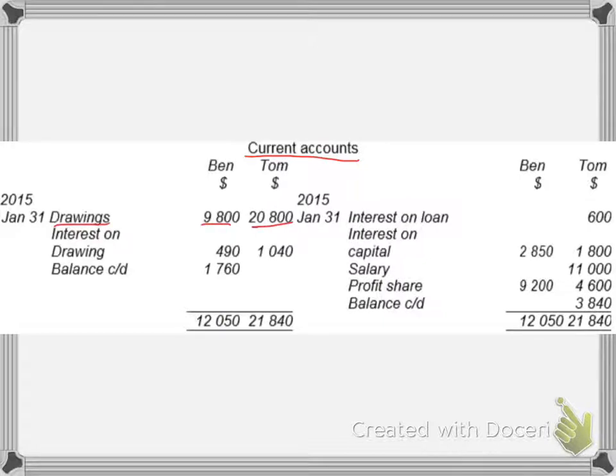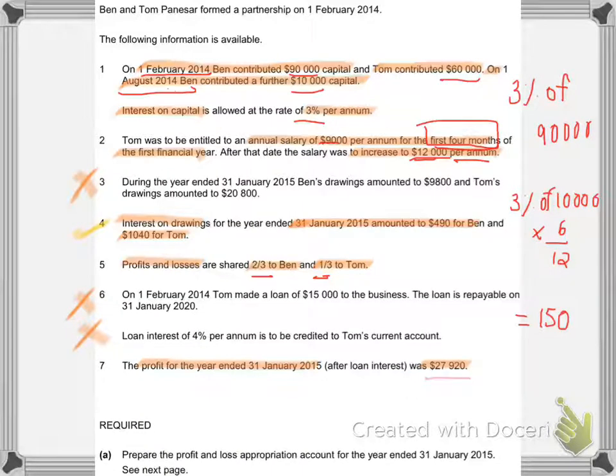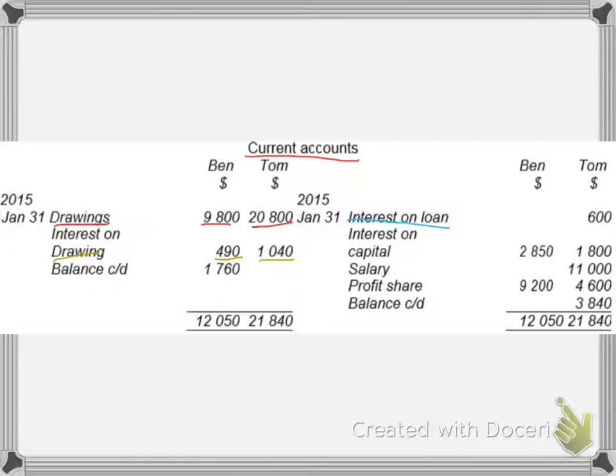And then we have interest on drawings. So we had found the amount already. So that's 490 and 1,040. Now we don't have any loss. So we can go to the credit side. So the interest on loan. To find the interest on loan amount, we need to do 4% of 15,000 and we get 600.